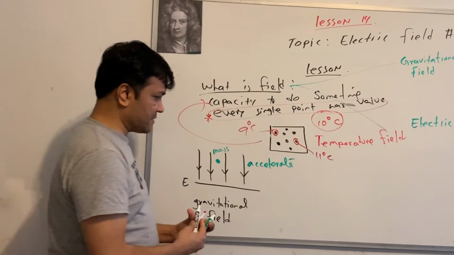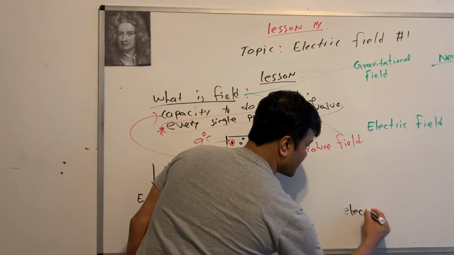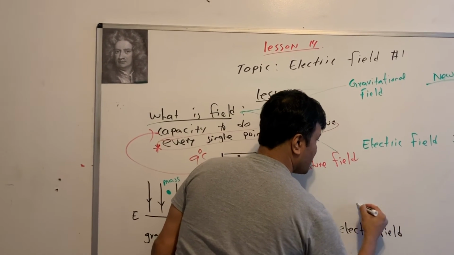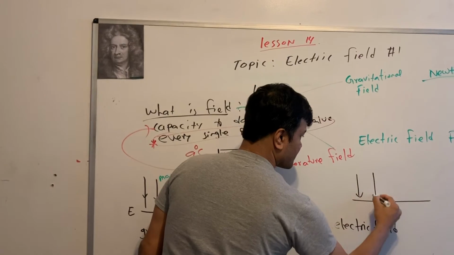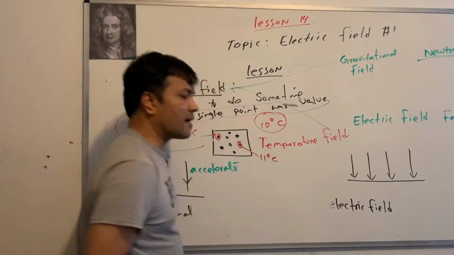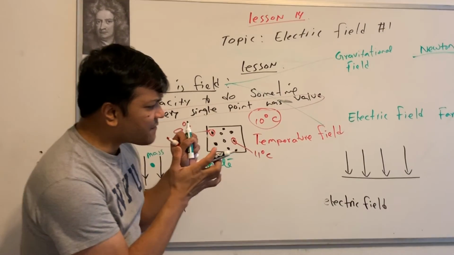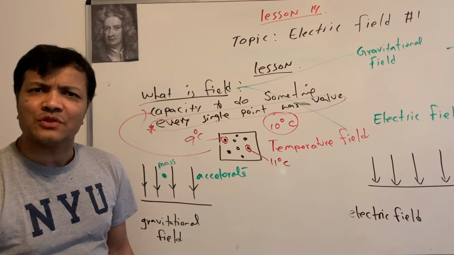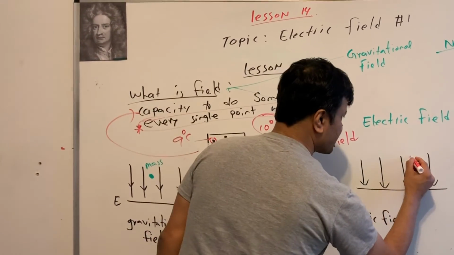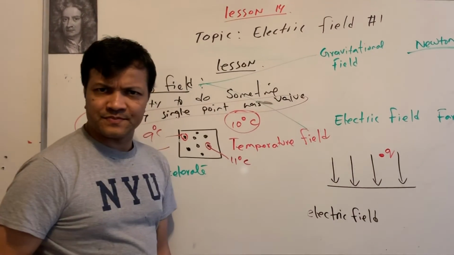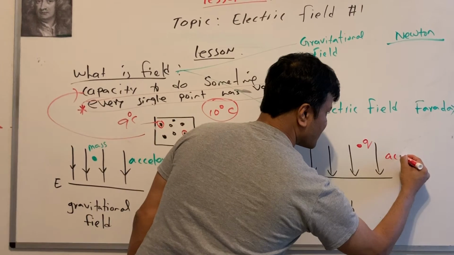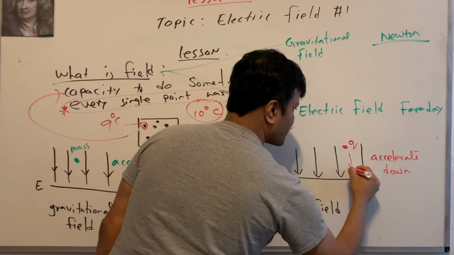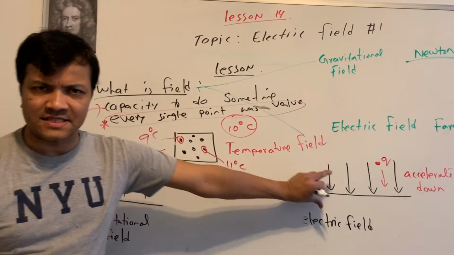Now let's see the electric field. So you have an electric field. This electric field has a capacity to do something. However, how can you observe this capacity? All you need to do is place a charge. If you place a charge, it will accelerate in this direction. So, capacity to do something.